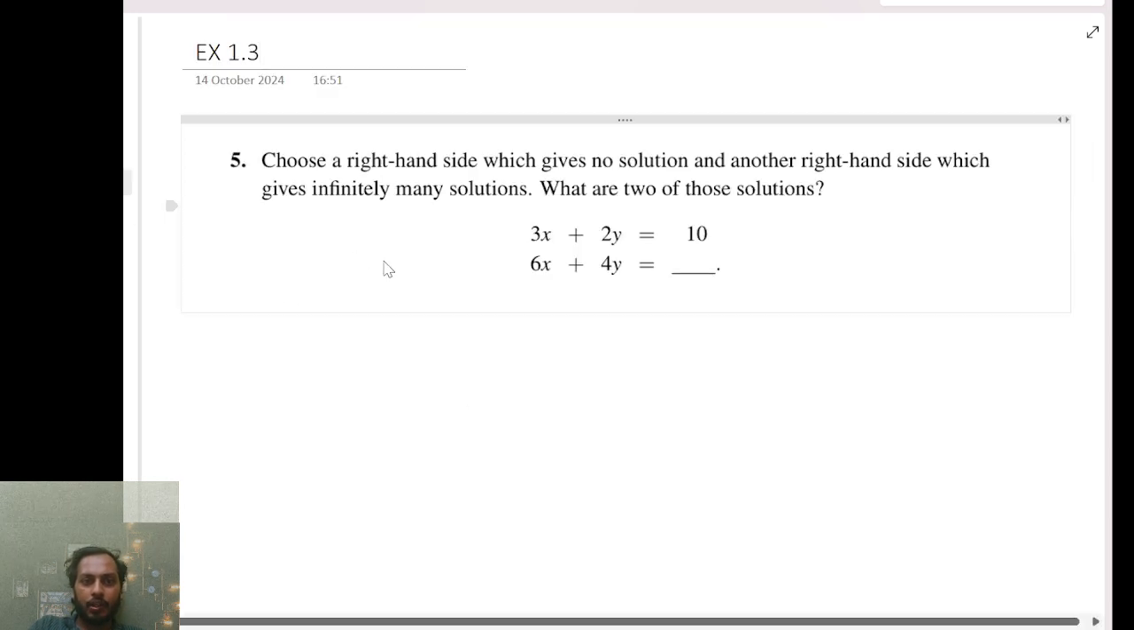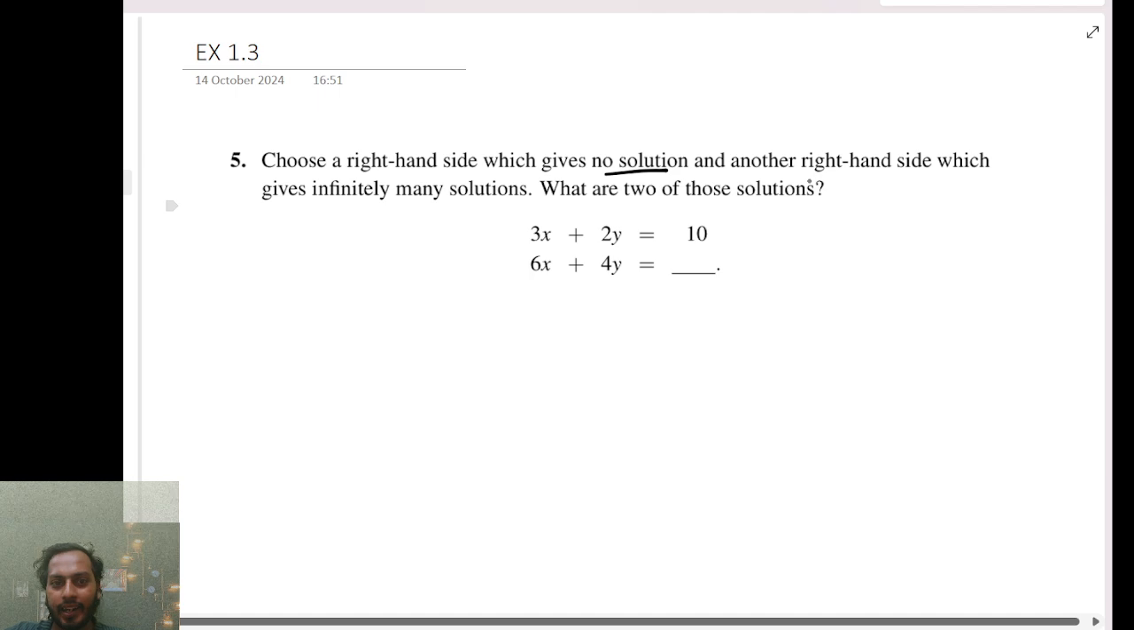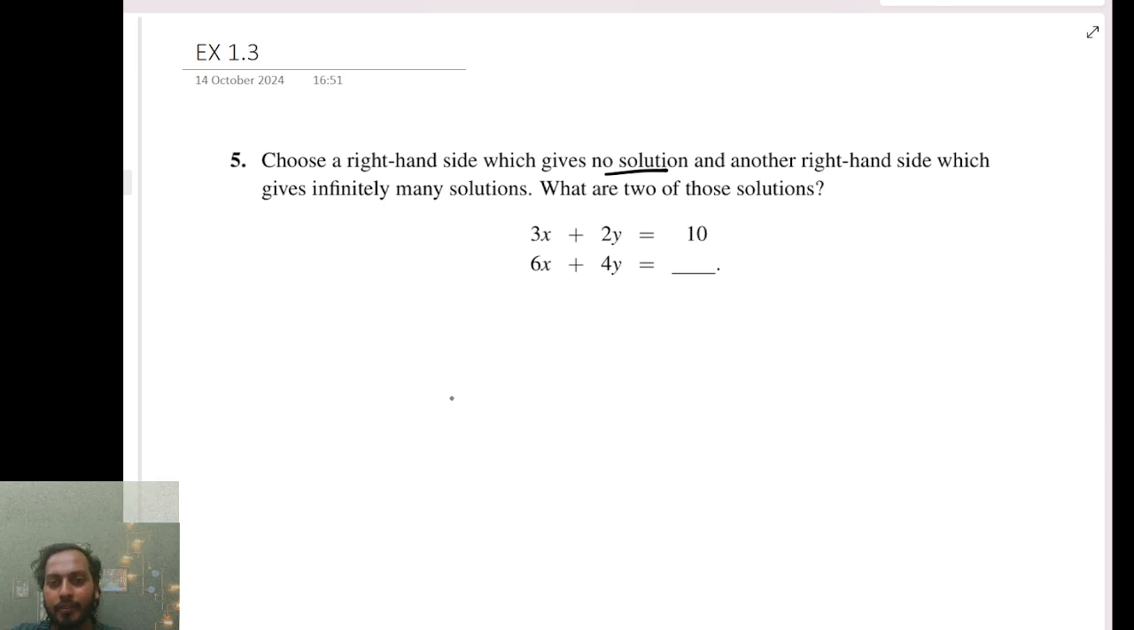Okay. Now let's go on to question number 5. In question number 5, they are saying choose a right-hand side which gives no solution and another right-hand side which can give infinitely many solutions. That's what they are asking for.